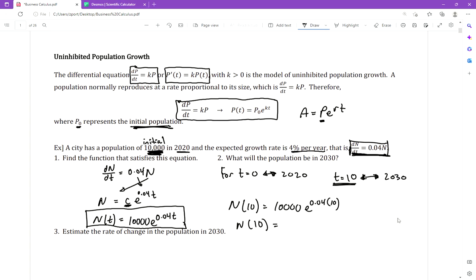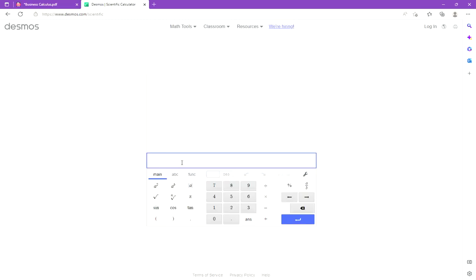Now, depending on if you have a handheld calculator, you might need to use these parentheses as well to make sure that the power is all in the power, because calculators might not read it the same way. Okay, but I'm going to just type that in, 10,000 e, and I'm going to use my parentheses now, 0.04 times 10. There we go. I'm using the parentheses, and I did times instead of multiple parentheses, but it's the same thing.